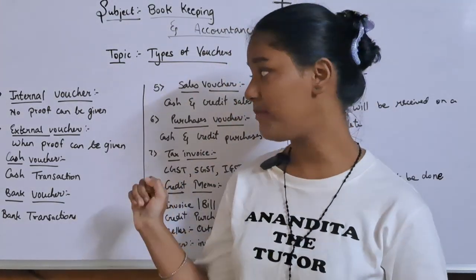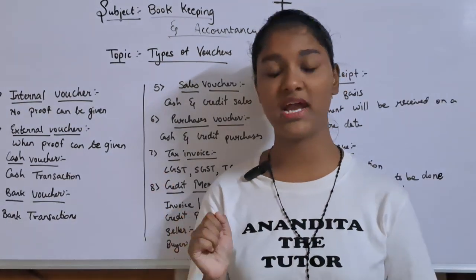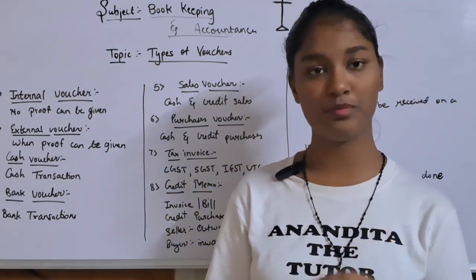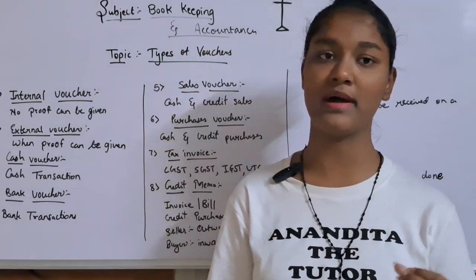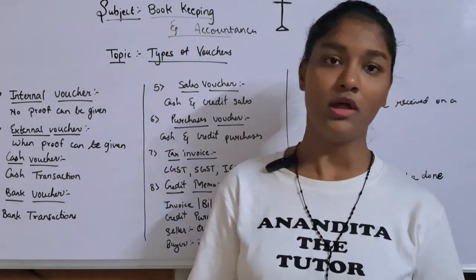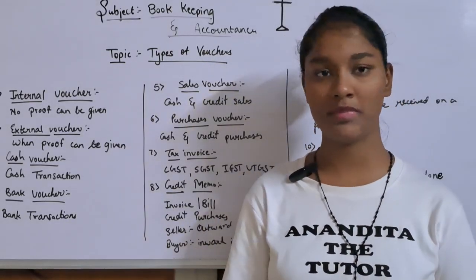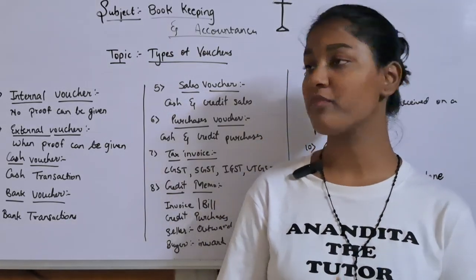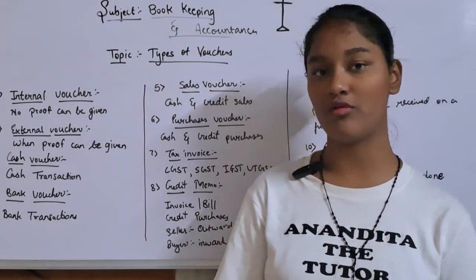The second type is the external voucher, which we had seen, when a proof can be given. For example, you go to a mall, and there you get a bill, a printed bill to be precise. So that is called an external voucher.